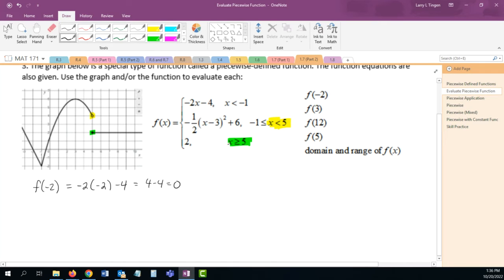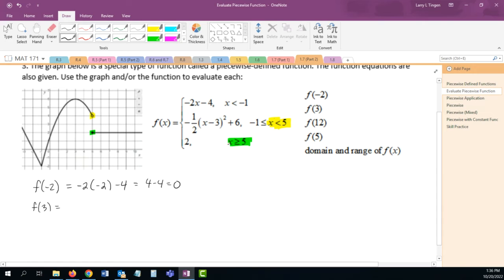When x is -2, what is y? It's 0. So if you get a graph of a piecewise function, you can use the graph to solve it, or you can use the equation, the actual piecewise function equations to solve it. What about f at 3?